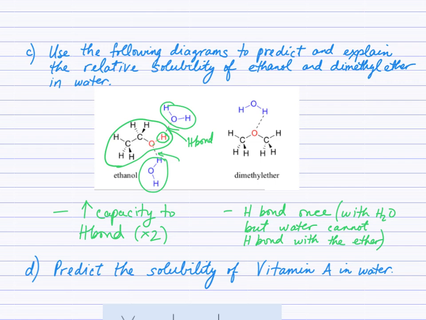And so we have this increased capacity to hydrogen bond. Whereas for the dimethyl ether compound, I'll refer to it as the ether, we have the ability for the ether to form a hydrogen bond with a hydrogen in the water molecule, but not the other way around. So we have this ability to hydrogen bond once, if you will, which is a lower capacity to hydrogen bond than the ethanol with water. And so we would predict then that the ethanol would be more soluble in water than the ether.